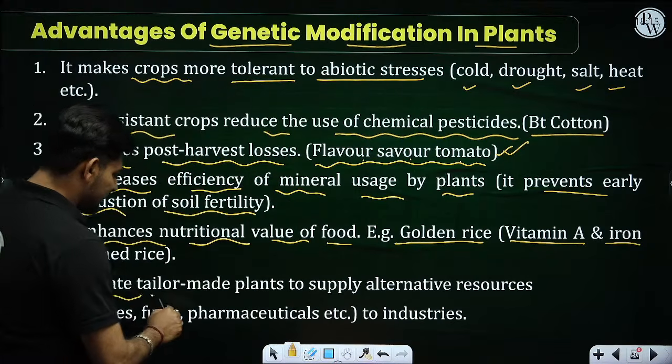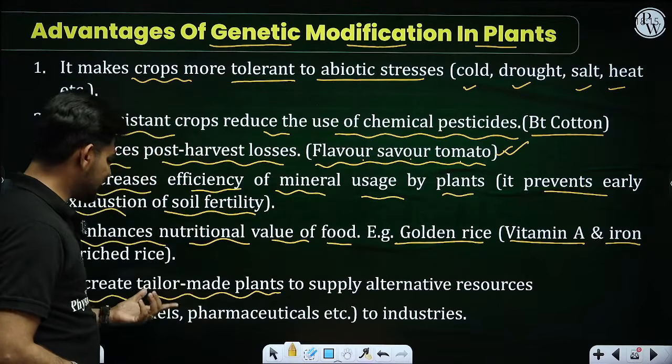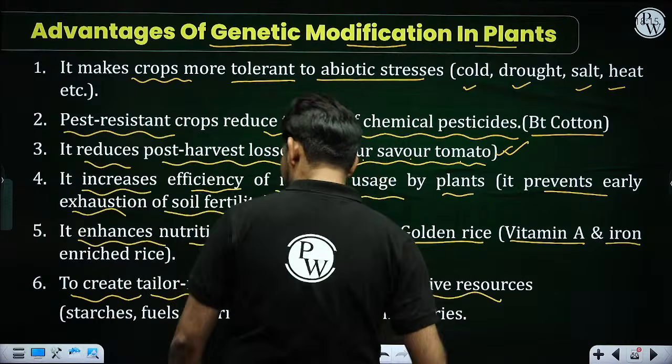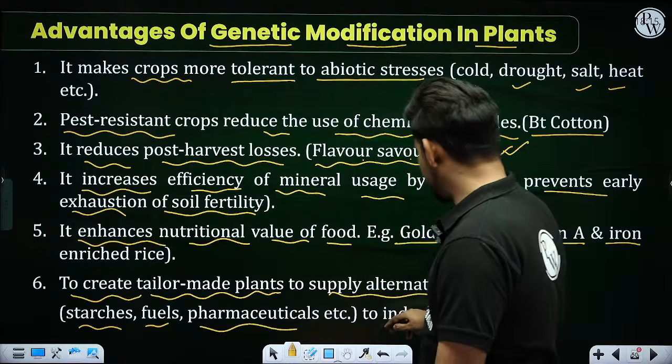To create tailor-made plants, means genetically modified plants are also known as tailor-made plants, to supply alternative resources like starches, fuels, pharmaceuticals, etc.